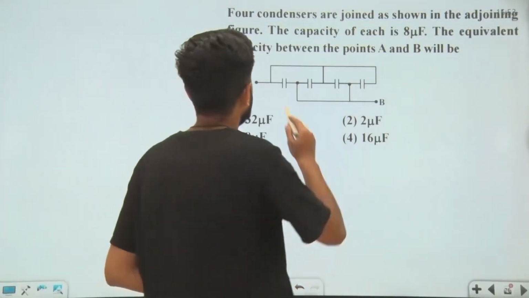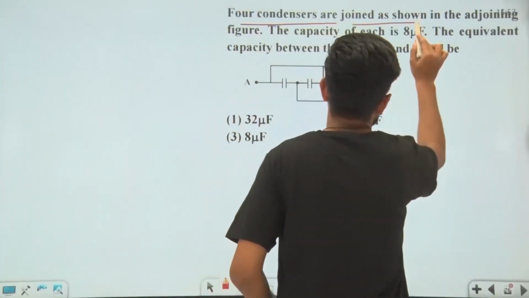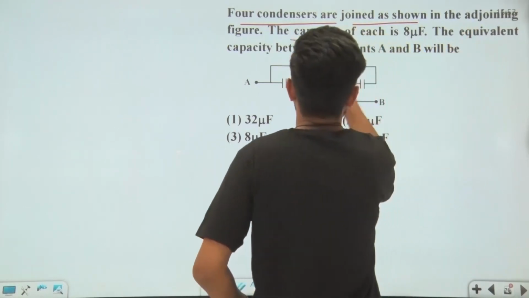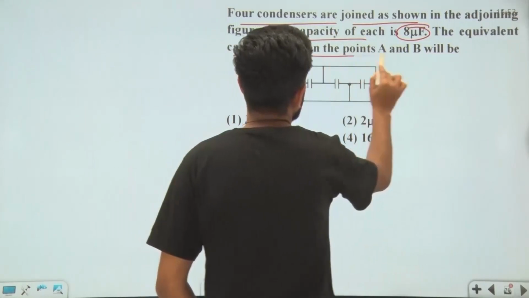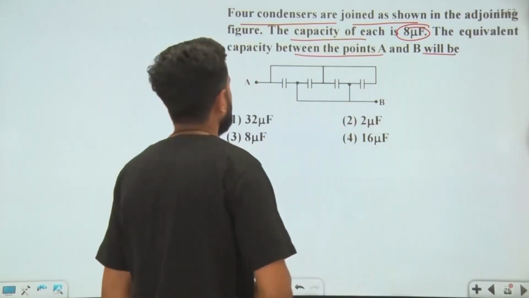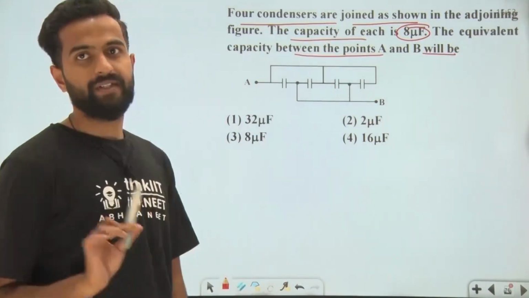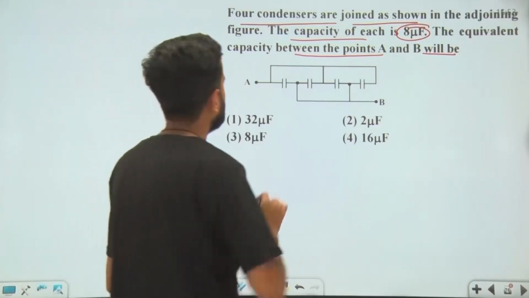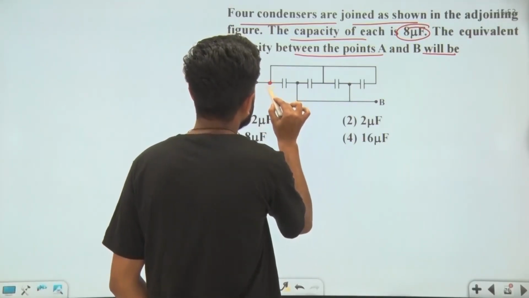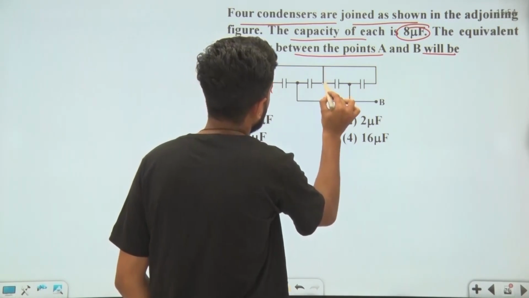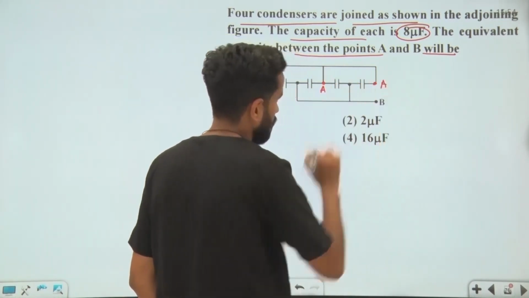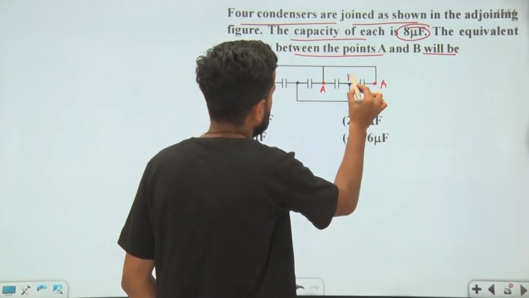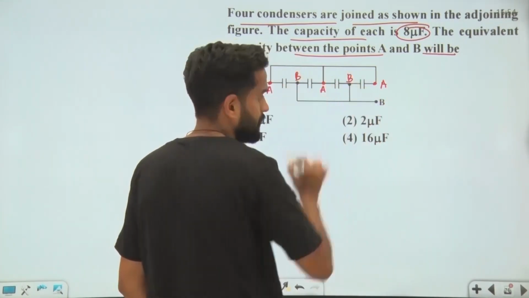Hello students, so the question is, four condensers are joined as shown in the figure. The capacity of each is 8 microfarad. The equivalent capacity between point A and point B will be, okay. So we have to calculate the equivalent capacitance between point A and B. So this is point A, here the potential is A. So this is connected to a wire, so this point is also A and this point will also have potential A. This point is B, so this is also B and here also it is B.